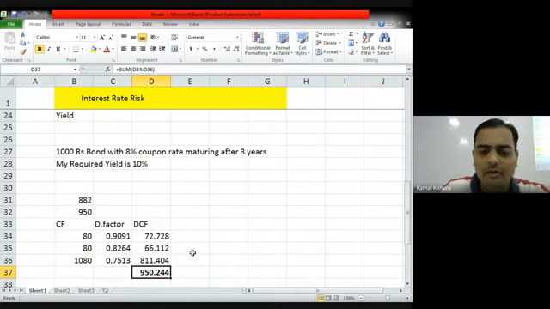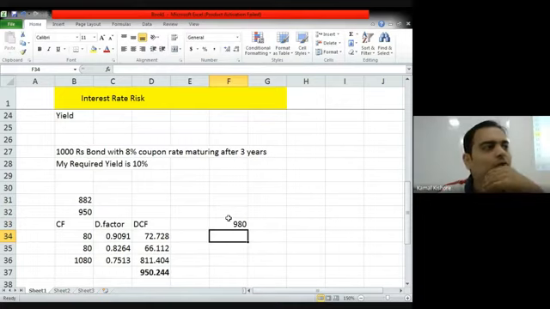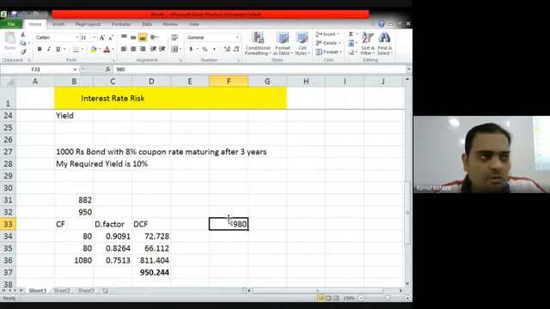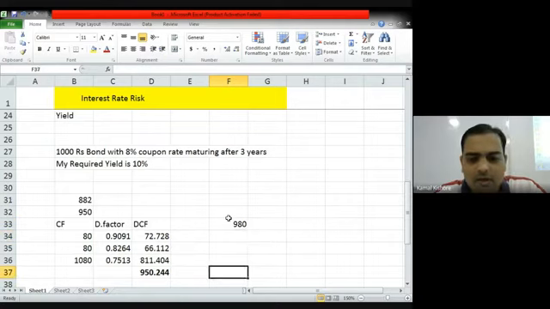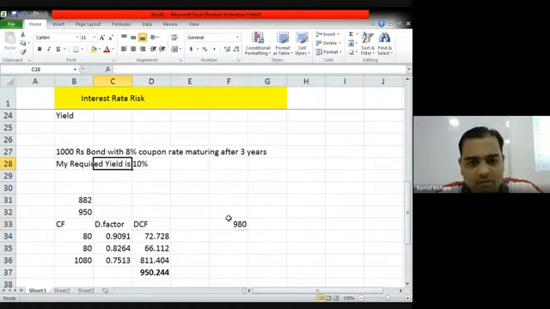Now, if in the market the price is 980, will I buy this bond? I will not buy this bond. Because these are quoted instruments, this may be quoted, this may not be quoted. In the market, the price is shown as 980 for some reason. But my valuation is only 950. That means I will not buy this bond. Why? Because the return from this bond will not be equivalent to 10% or more than that. It will be less than that.